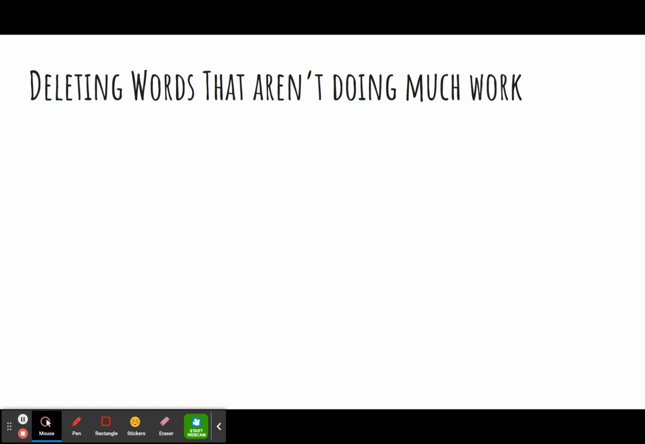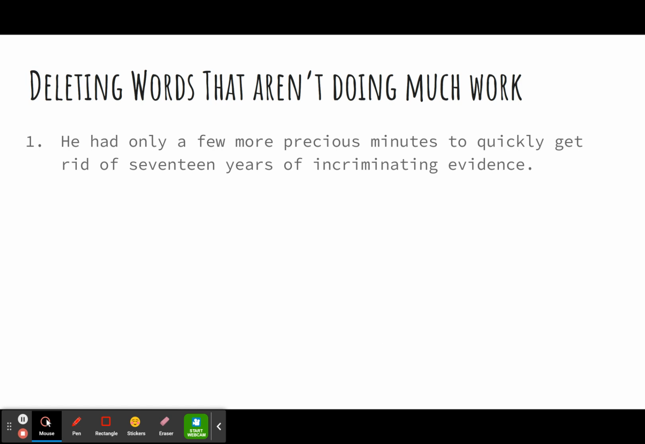So the first thing an author is going to do is they're going to delete words that aren't doing much work. And so that's the first thing you're going to be looking for. What words do you have in your draft that really aren't doing anything for you? So let me show you an example. If this was the downdraft version of a sentence in the story we just looked at, and it said, he had only a few more precious minutes to quickly get rid of 17 years of incriminating evidence.